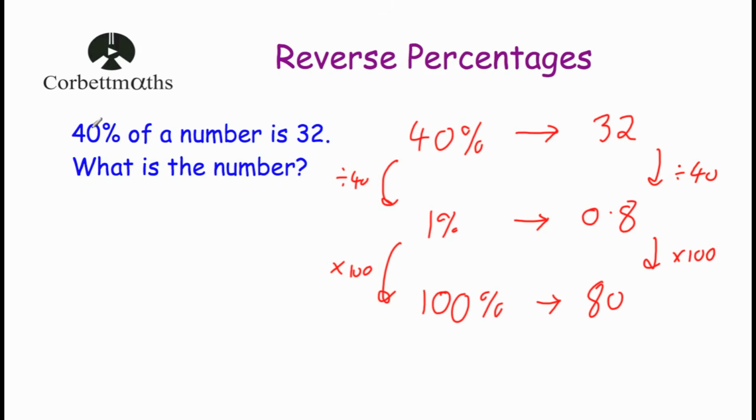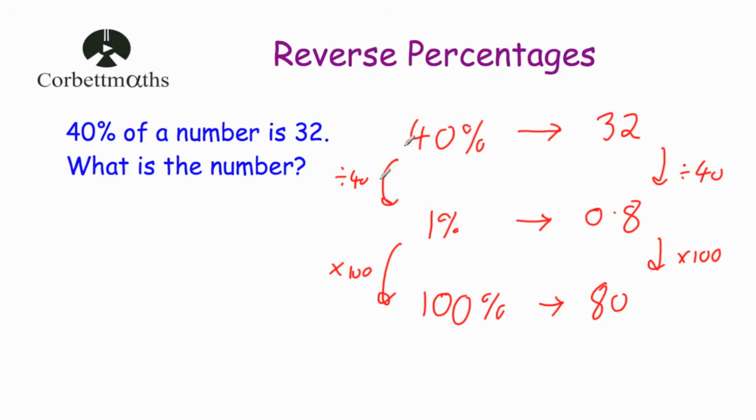And let's just check it. We want to find 40% of it. So 10% of 80 is 8, and multiply that by 4 is 32. So our starting number was 80. Let's have a look at our next question.